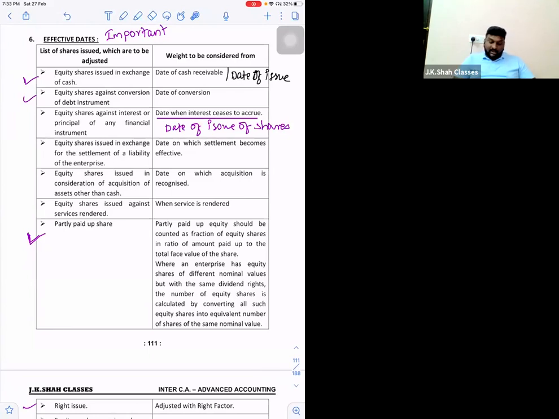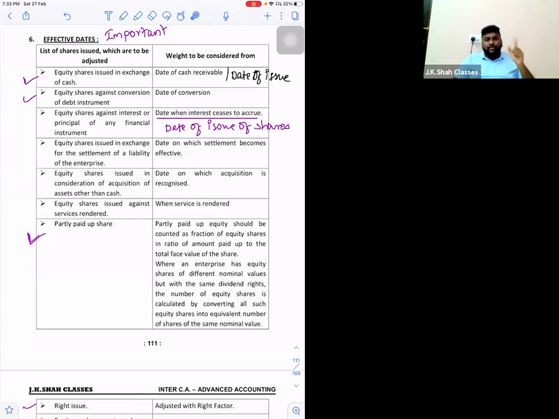Point number 3. Equity shares against interest or principal of any financial instrument. It means you are issuing equity shares of your company to settle any interest part or principal part of an outstanding amount. That is, to settle any loan or to settle the interest component of the loan, you are issuing your equity shares.